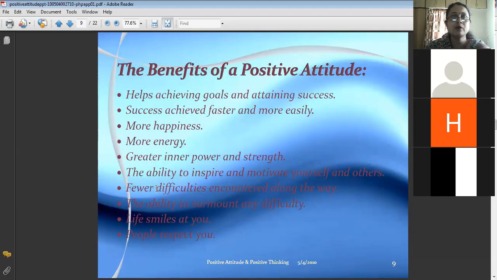Then, fewer difficulties are encountered along the way. So if you have that, yes, I want to overcome the situation, I am ready to overcome any barrier that comes my way. Then comes the ability to surmount any difficulty, that is, to cross the difficulty. Life smiles at you, people respect you. These are the two advantages of being positive.